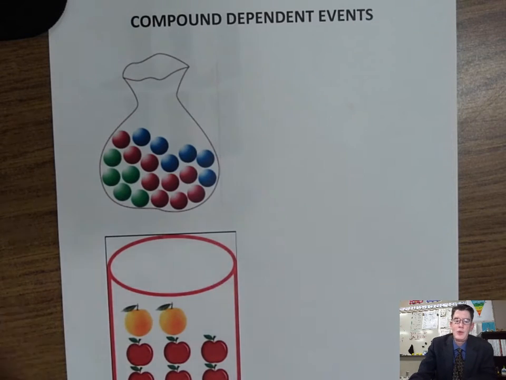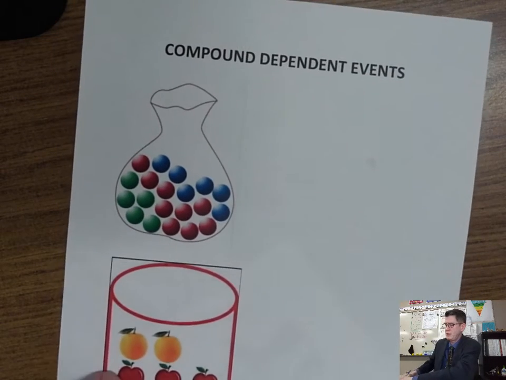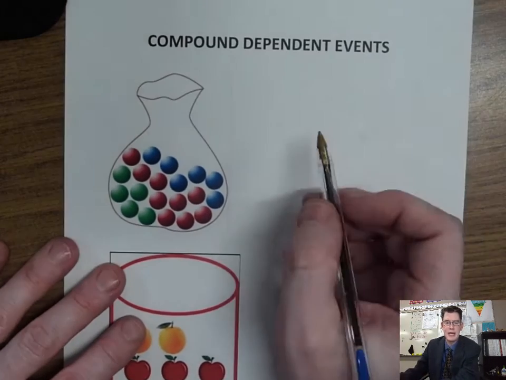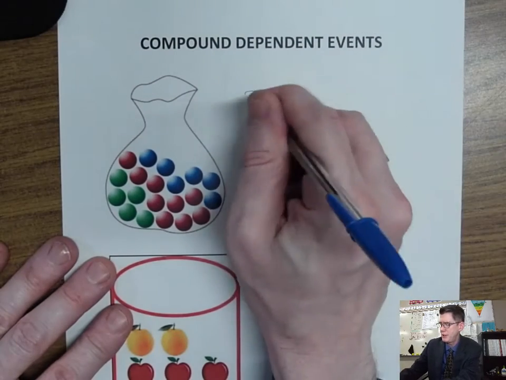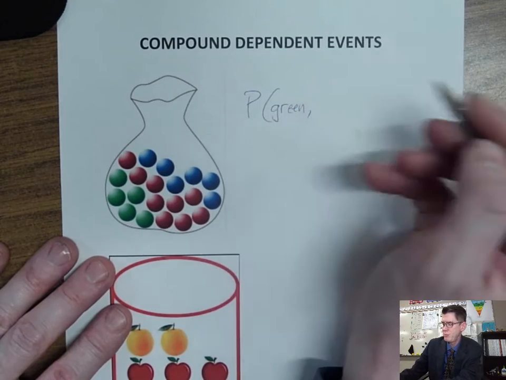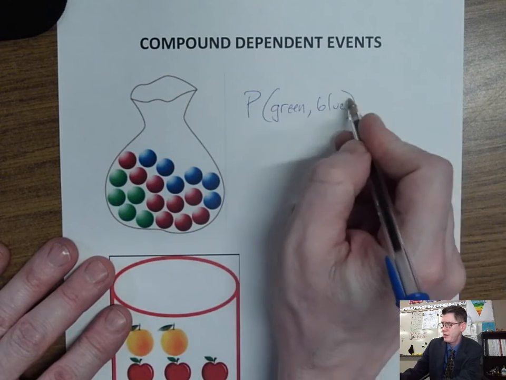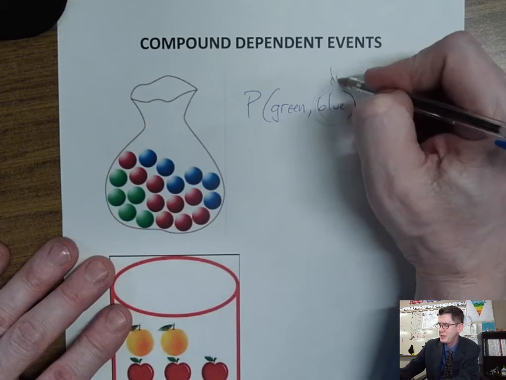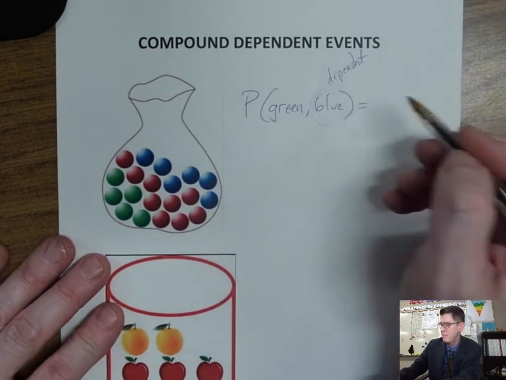When you have two actions that are going to happen, compound dependent events. Let's say in picking marbles from a bag, what's the probability of picking a green marble, and then you're not going to put it back, and then picking a blue marble, where the second action is dependent on what happened before. And here's what that means.